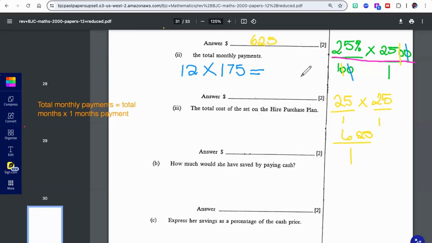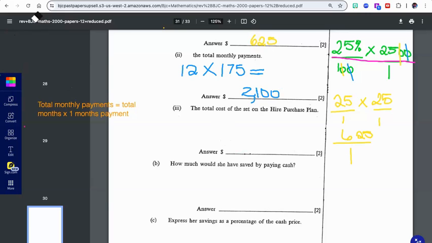What do we have? Good. 2,100. Thank you, Janaya. 2,100. Wrong column, right here. $2,100.